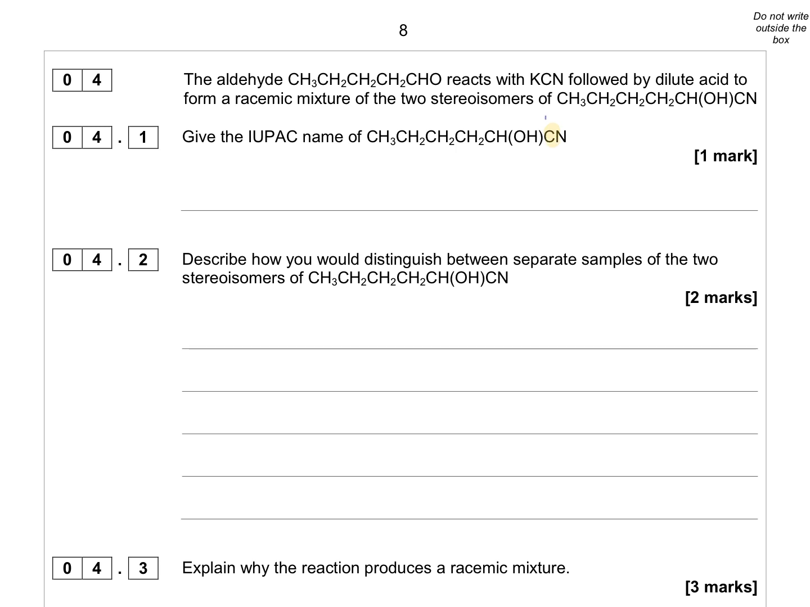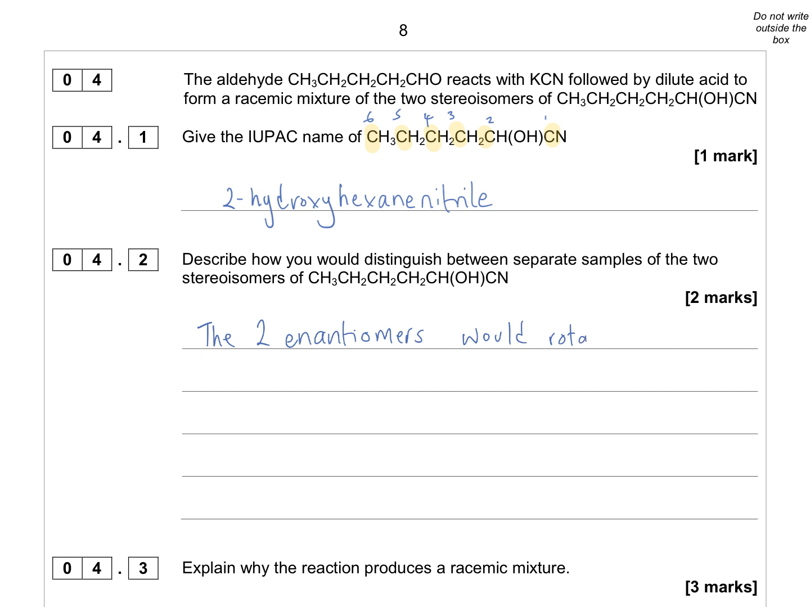So question 4 is about the nucleophilic addition of potassium cyanide to pentanal to form a hydroxynitrile. The first question is for naming the hydroxynitrile that's produced. Remember, when you add CN and react with cyanide, you end up with a longer chain. So we've got 6 carbons, so it's hexanenitrile, and it's got a hydroxy on the second carbon. So it's 2-hydroxyhexanenitrile.